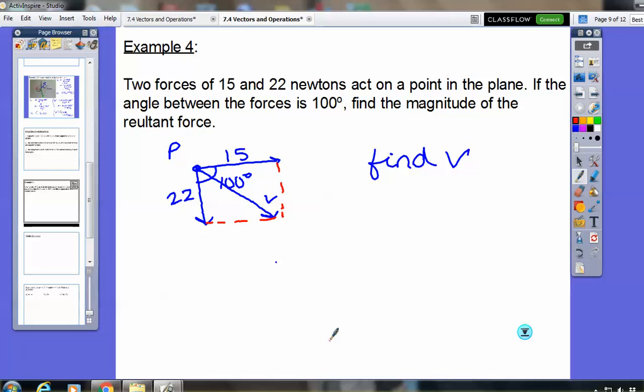Do you guys know anything about parallelograms from geometry? They're the same size. Diagonals are equal. What about opposite angles? They're the same. How much do the angles add up to altogether? 360. So that means this angle over here would also be 100. Could you tell me what this angle is right here? 80.